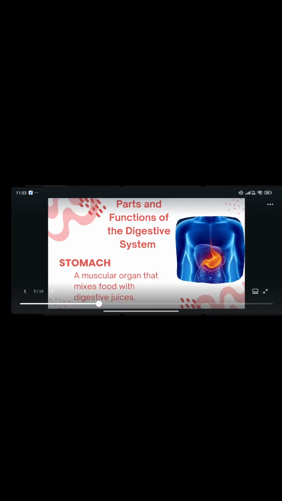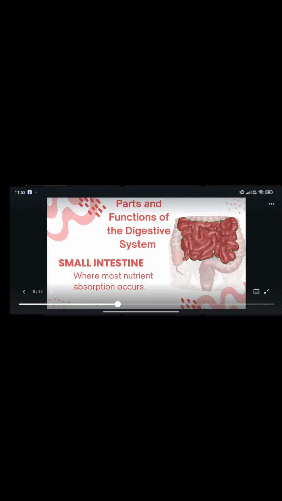The next part is the stomach. It is a muscular organ that mixes food with digestive juices. It is a sac-like organ that mixes and breaks down food using acids and enzymes. Next is the small intestine, where most nutrient absorption occurs. The small intestine is a long coiled tube where nutrients from food are absorbed into your blood to give you energy and support your body.